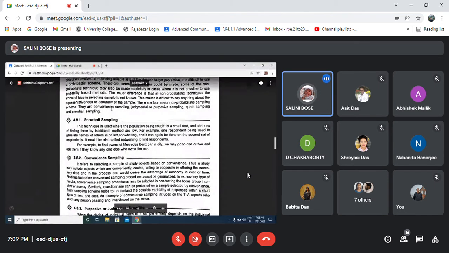So check what those are. Snowball sampling is one of the non-random sampling techniques, used where the population being sought is small and the chances of finding them by traditional methods are low. For example, one respondent being used to generate names of others is called snowballing. For example, here is an example: suppose you are to find the owner of a Mercedes Benz car in a city.